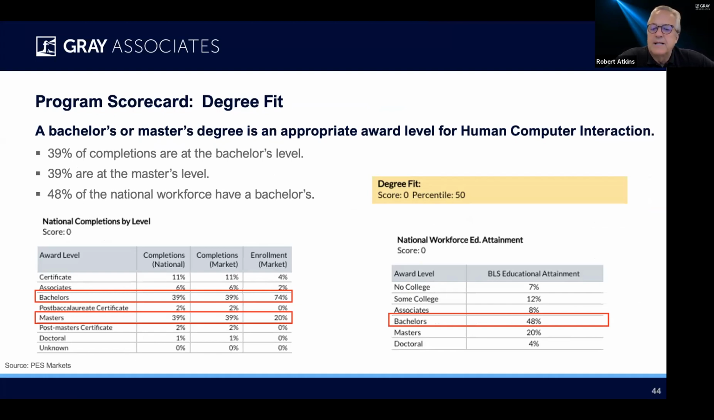What is actually out there in the workforce? We can see we've got a little bit of no college and some college, but these are actually pretty low numbers compared to norms. 27% would be in the workforce without a bachelor's degree at least. I mean, 48% at the bachelor's level and 20% at the master's level. So a relatively high level of education required to play in the space.